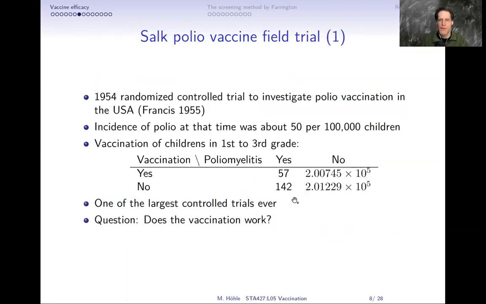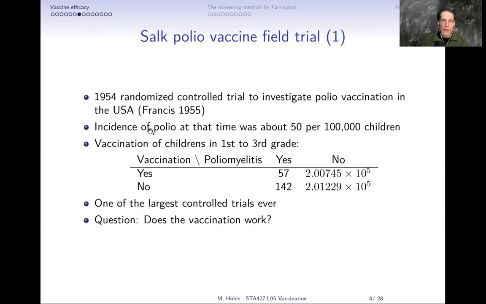Here is a very famous clinical trial, the first large-scale clinical trial for a vaccine study, which was against polio in 1954. At that time, the incidence of polio was about 50 per 100,000 children. I'm not sure exactly about the time period, or if it was per year. I would have to check that about the incidence.